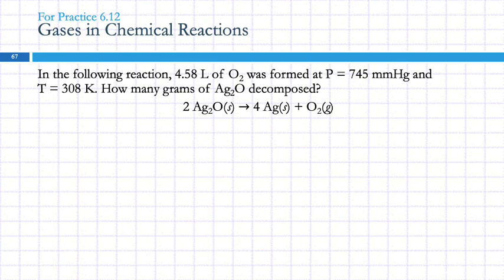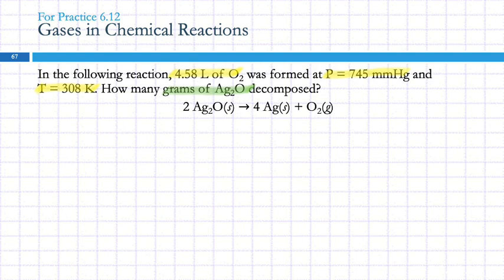In the following reaction, 4.58 liters of oxygen was formed at P equals 745 millimeters mercury and T equals 308 Kelvin. How many grams of Ag2O decomposed? So we'll go through here and look at the numbers and look at the question.